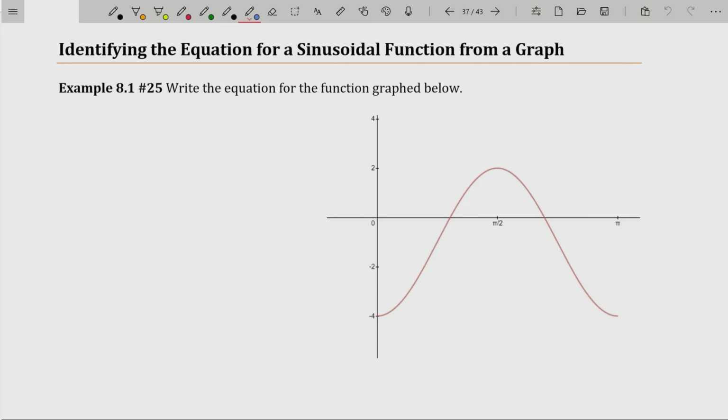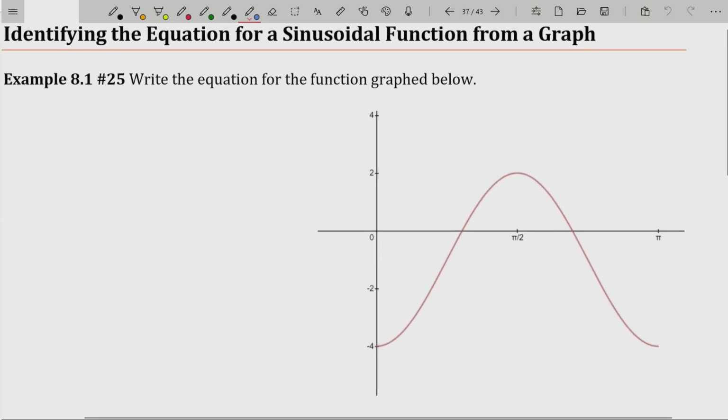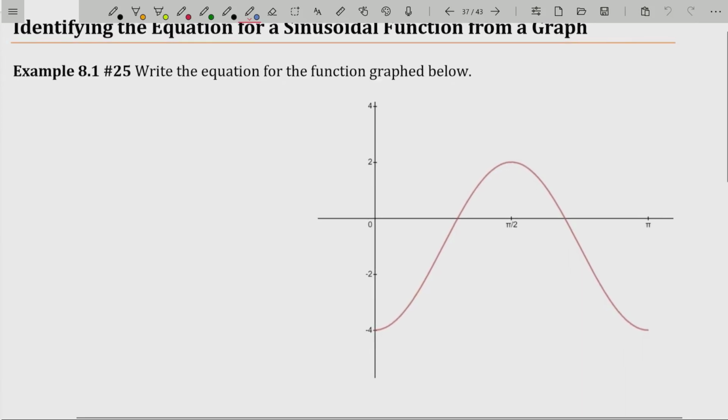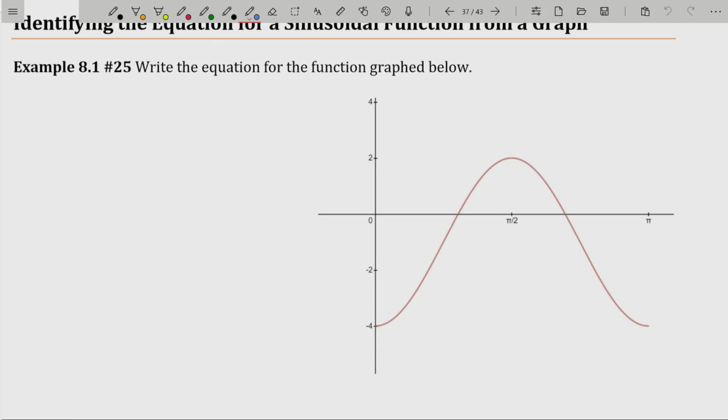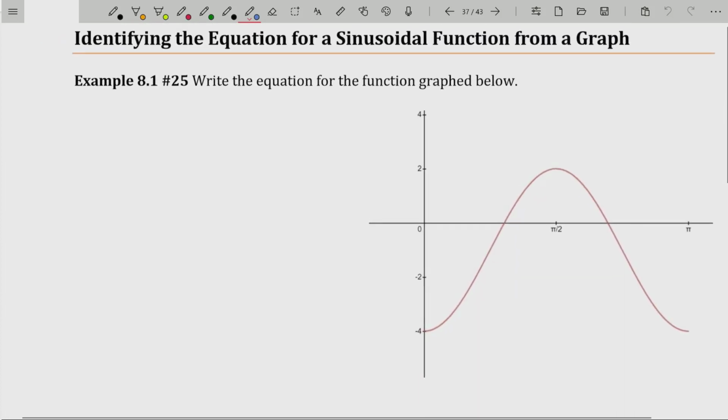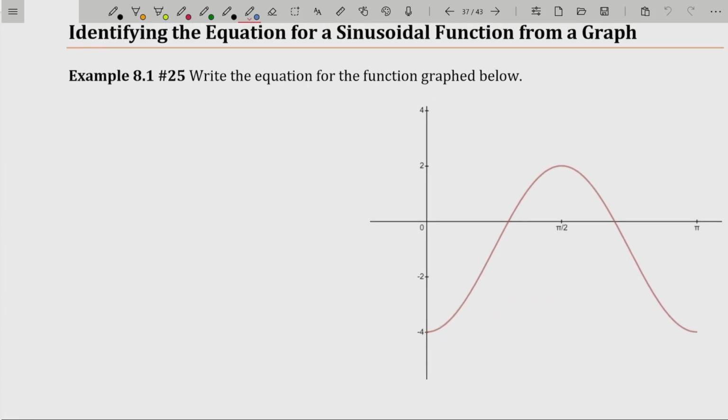So in this case, we're given this graph here, and we're told to write the equation for the function graphed below. It turns out that you only really need a few pieces of information to get the full function for whatever trig function you're facing. If you look at that, that looks like a cosine, doesn't it? Except it's upside down. So I'm really looking at a negative some number times cosine of bx plus c, plus d. That's a great way to start.